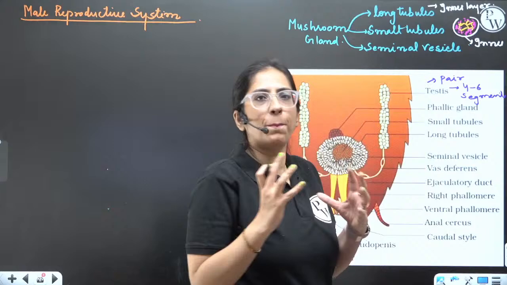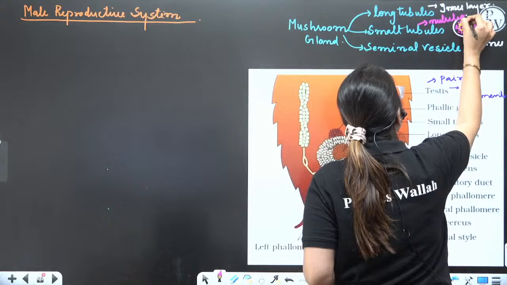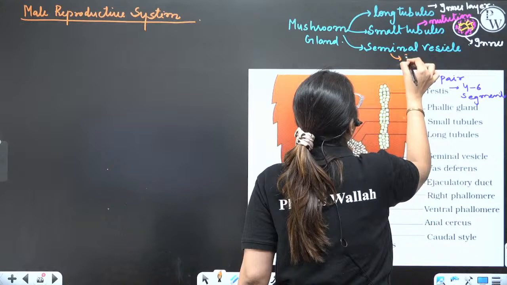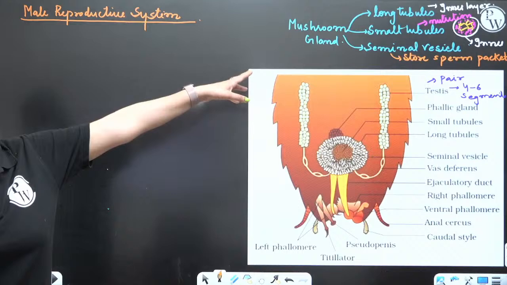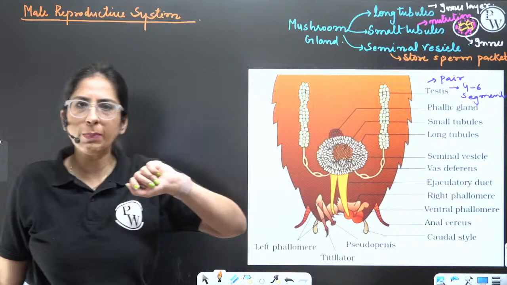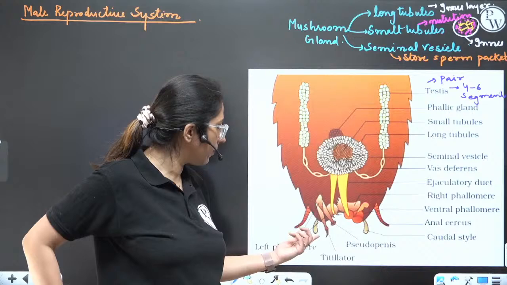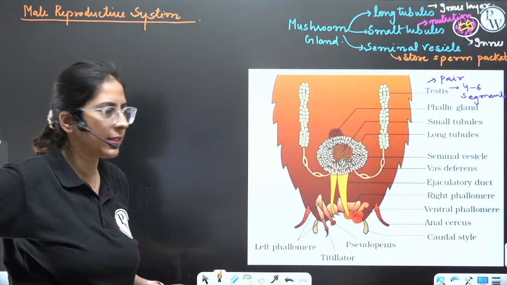And what is the function of the seminal vesicle? The seminal vesicle will store the sperm packets. And these all are included in the mushroom gland. This is the mushroom gland. Now what will happen? The male will hold the female with the help of the titillator, the pseudopenis, the telomere, etc. It helps in holding the female.